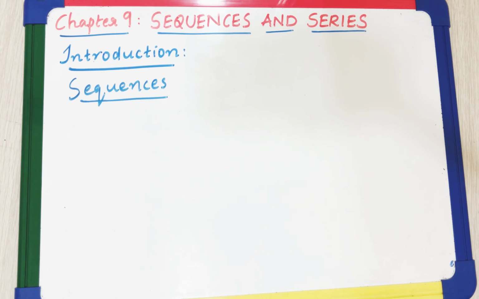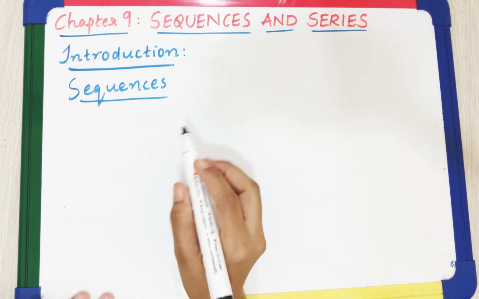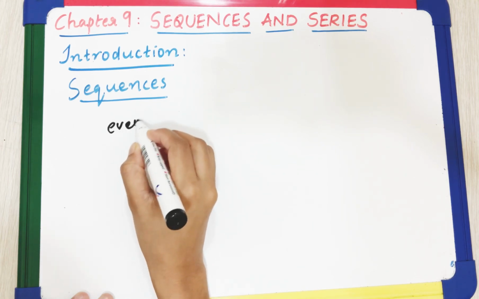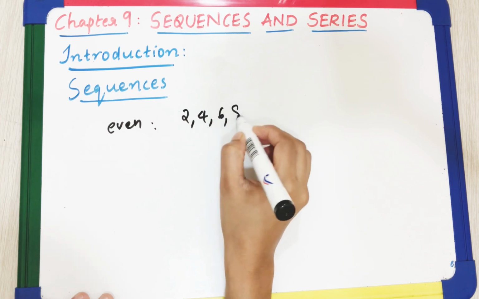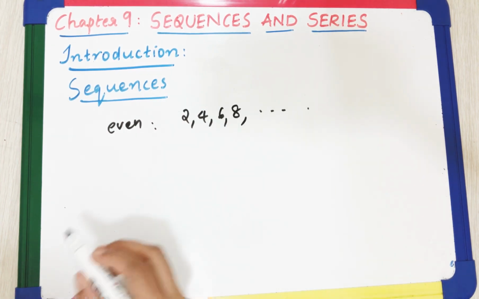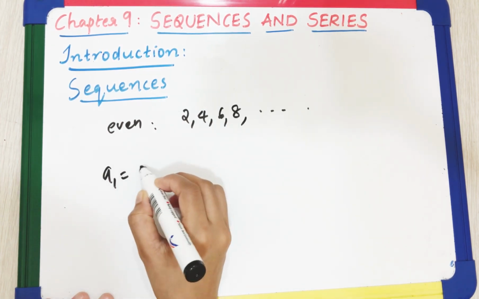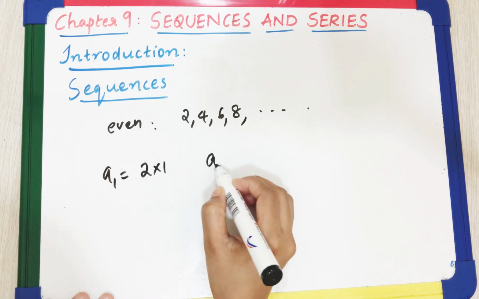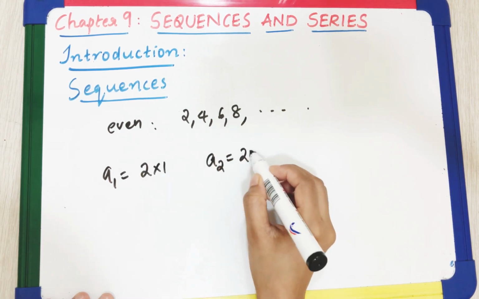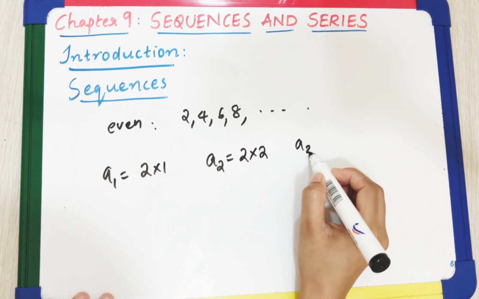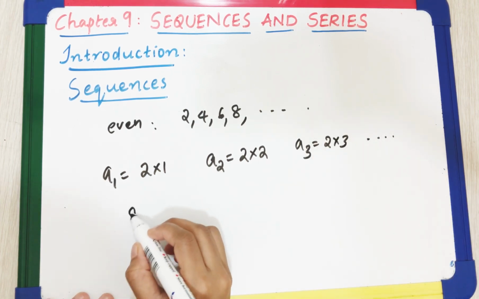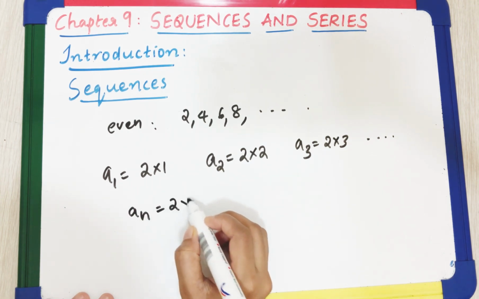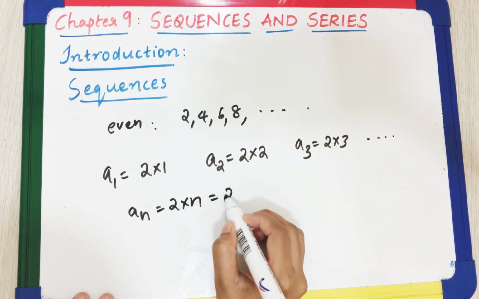Now we can see more examples. Consider the sequence of even natural numbers: 2, 4, 6, 8, etc. Here we can say a1 is equal to 2 into 1, a2 is equal to 2 into 2, a3 is equal to 2 into 3, etc. an is equal to 2 into n, or equal to 2n.